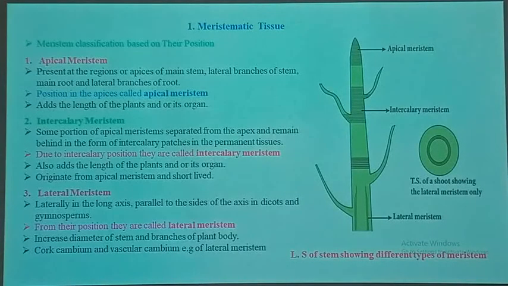Now the third one is the lateral meristem. The lateral meristem lies laterally, in the long axis parallel to the sides of the axis, in dicots and gymnosperms. From their position, they are called lateral meristem. It increases the diameter of the stem, that is the girth of the stem and branches of the plant body. The cork cambium and vascular cambium are examples of lateral meristems.